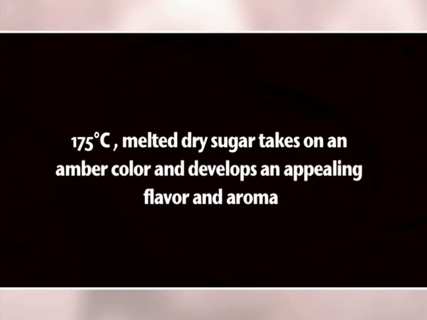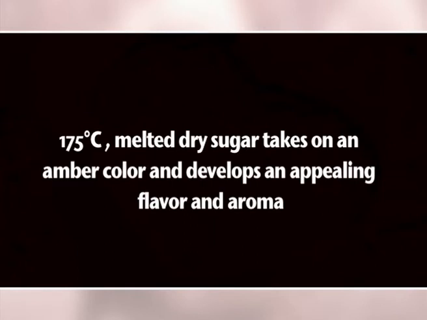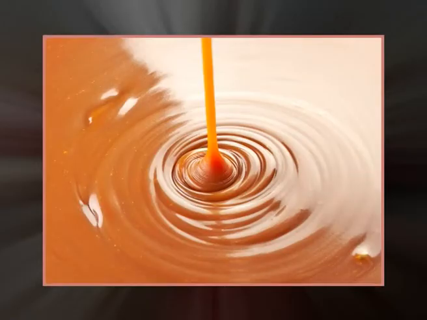Role of sugar in caramelization. Sugar caramelizes when heated above its melting point, adding flavor and leading to surface browning. At about 175 degrees Celsius, melted dry sugar takes on an umber color and develops an appealing flavor and aroma. This amorphous substance resulting from the breakdown of sugar is known as caramel.